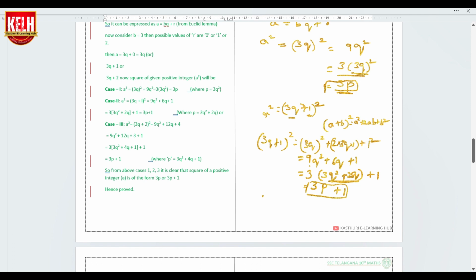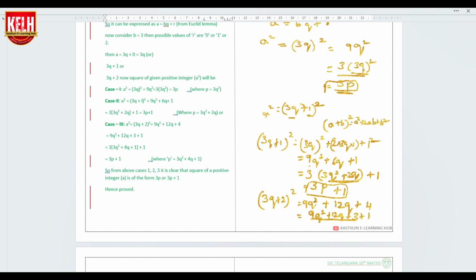3q plus 2 whole square. Same method. 3q plus 2 whole square. What do we get? 9q whole square plus 12q plus 4. So here what we are doing is 9q square plus 12q. This 4 we are writing as 3 plus 1, so that the whole thing we can write in terms of 3. If you write in terms of 3, what would you get? 3 into 3q square plus 4q plus 1.